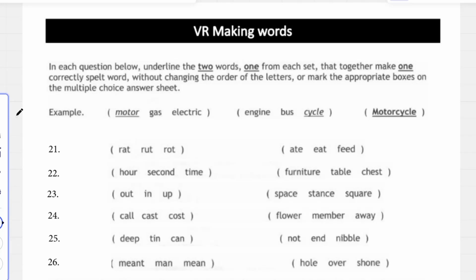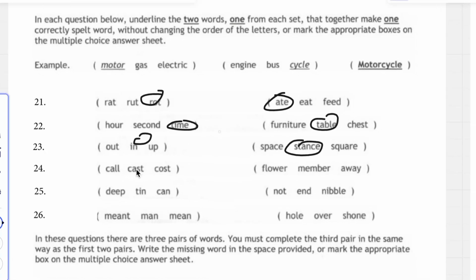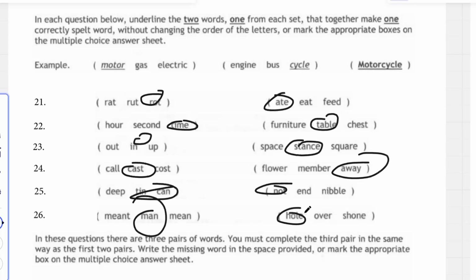So our first word is going to be rotate. Question 22 is going to be timetable. Question 23 is going to be instance. Question 24 is going to be castaway. If you're a castaway, you're not in the community. 25, cannot. I cannot do this. Question 26 is going to be manhole. Manhole is kind of like a hole in the street.